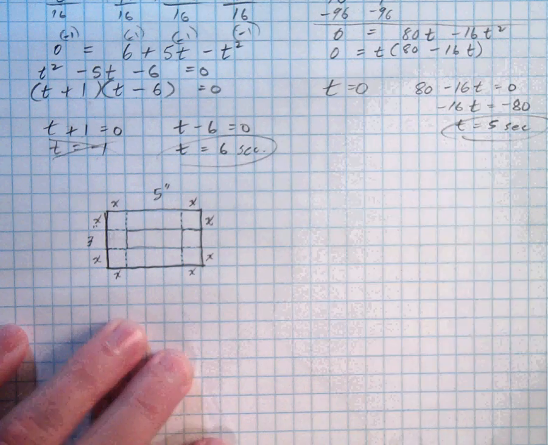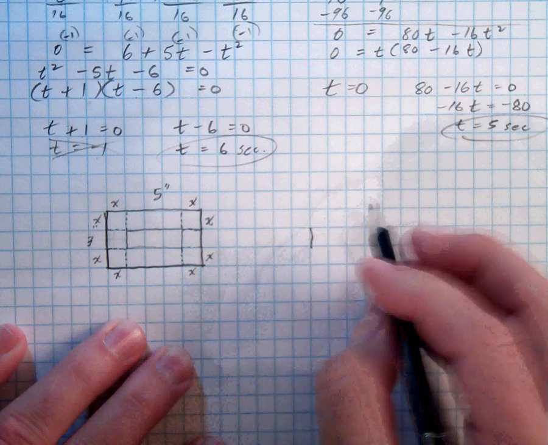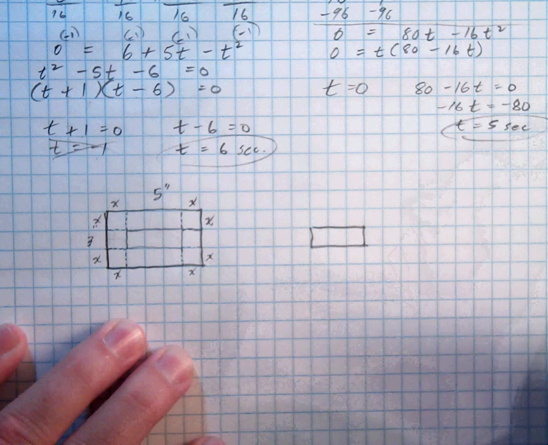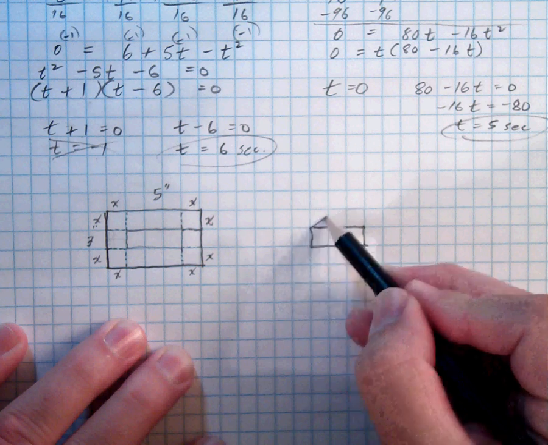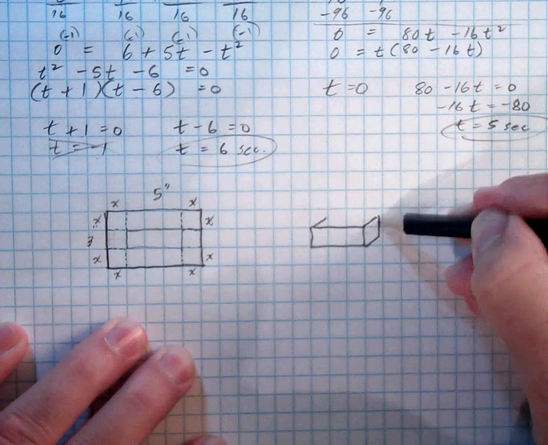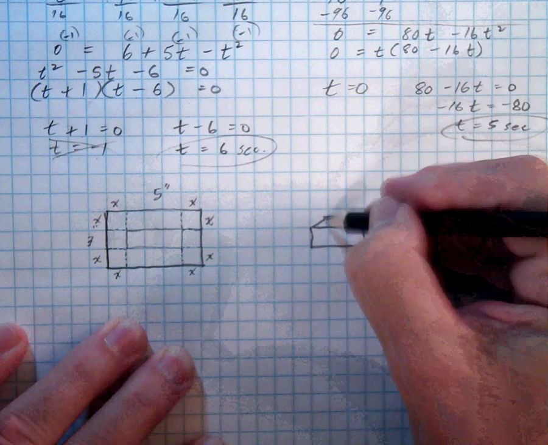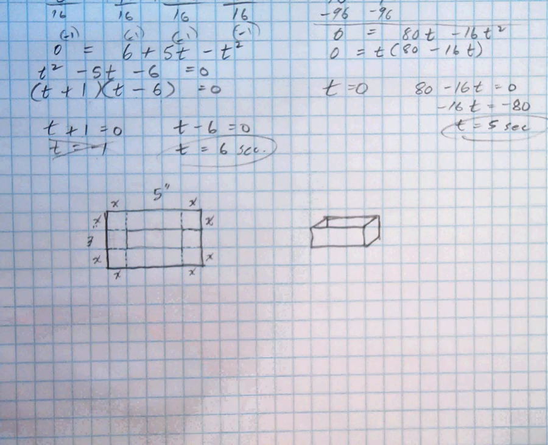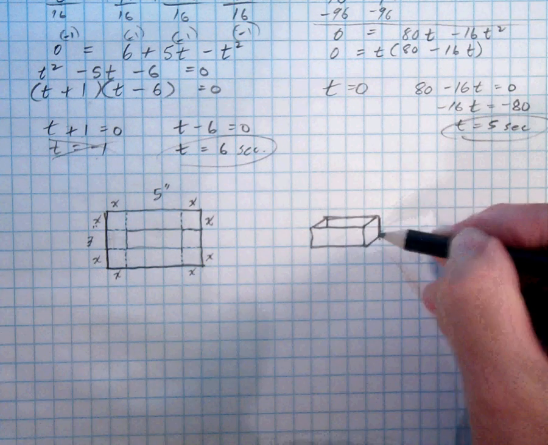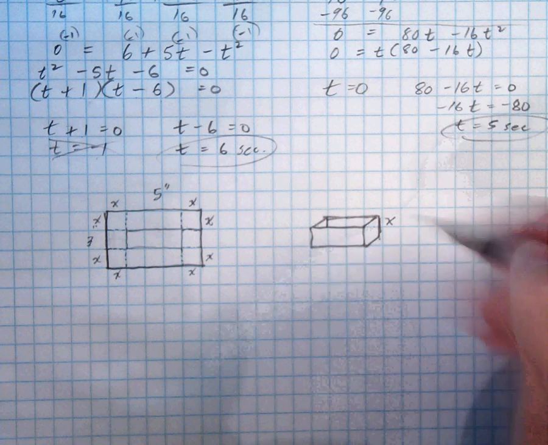Alright, so when I'm done, the box looks like this. That's the side of the box, let's say, and it goes back here. Alright, so there's the box. And the cut right here is going to be the height of the box. So the height of the box is X.